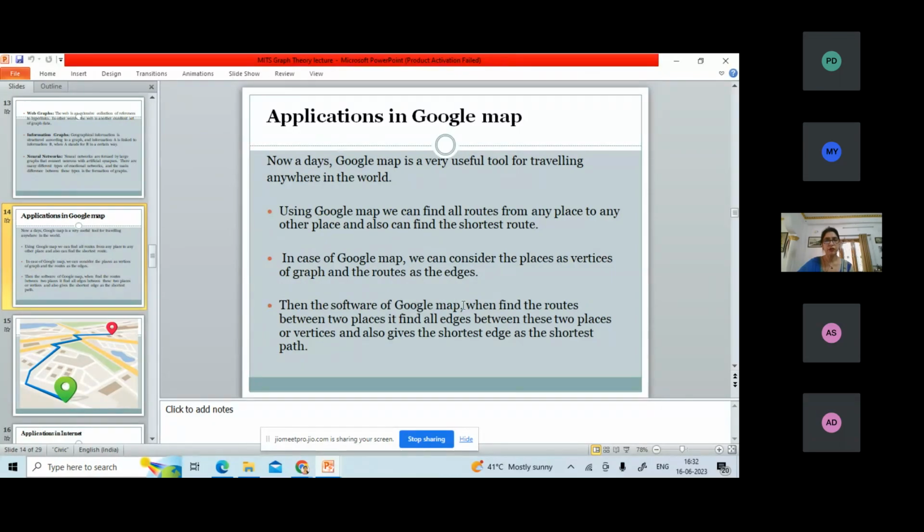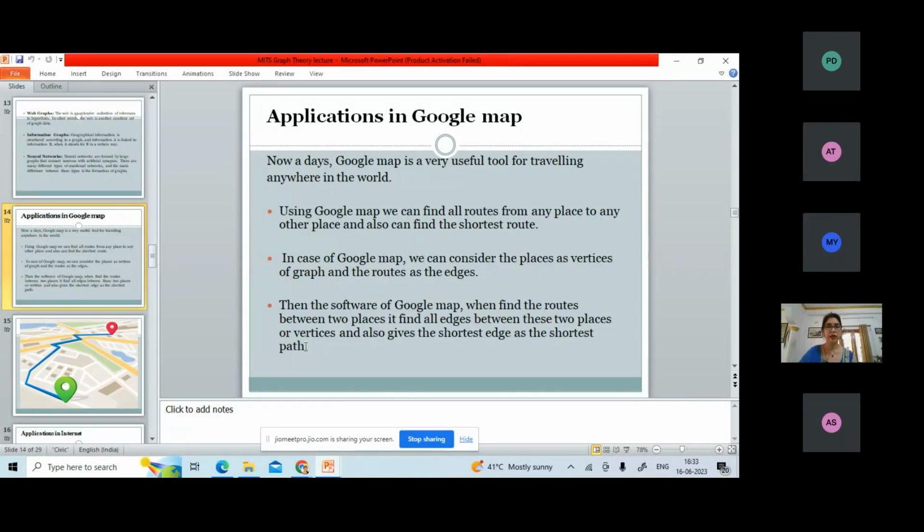Then the Google Maps software, when finding the route between two places, finds all edges between these two places or vertices and also gives the shortest edge as the shortest path. This shortest path and the spanning part and the route between one destination and another is not a very small topic, it's a big topic and also very interesting.